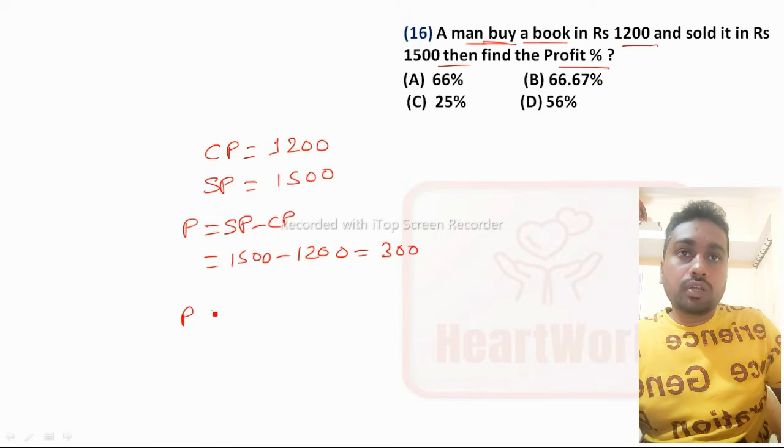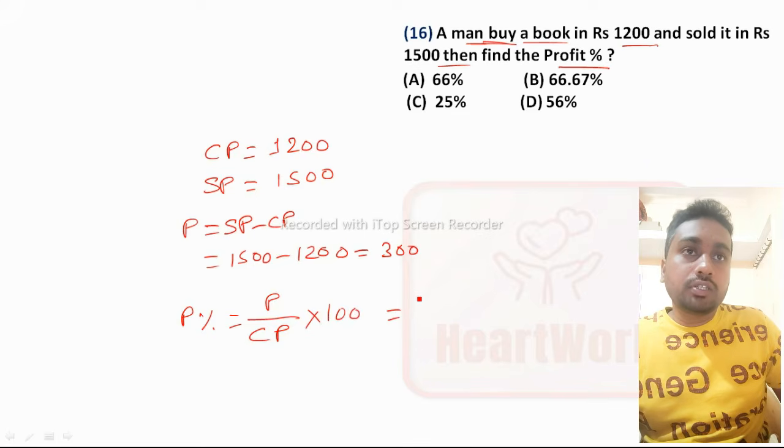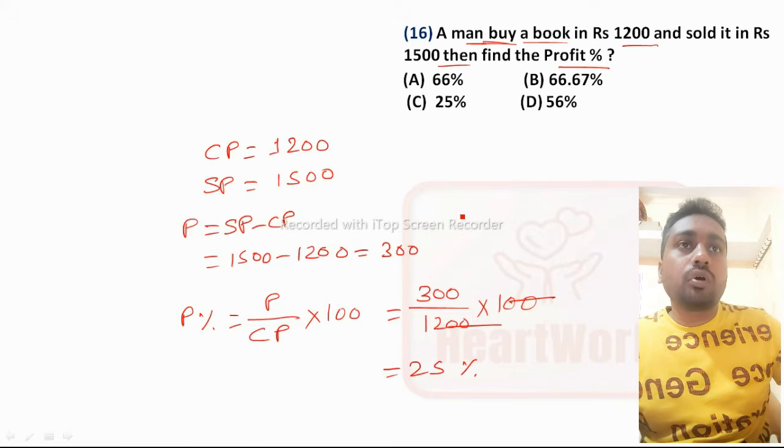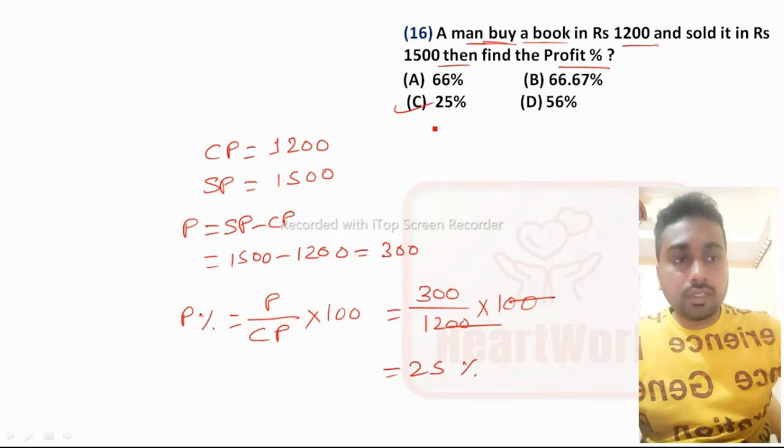Now we need to calculate profit percent. Profit percent is nothing but profit divided by cost price into 100. So profit is 300, and cost price 1200, into 100. Now it is 300 divided by 12, that is equal to 25%. So option C is the right answer. Okay, next.